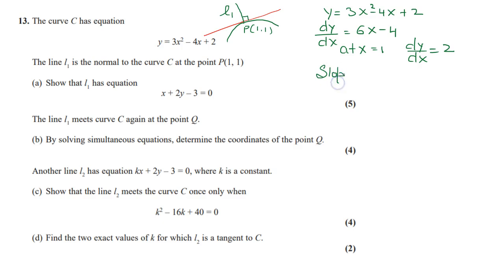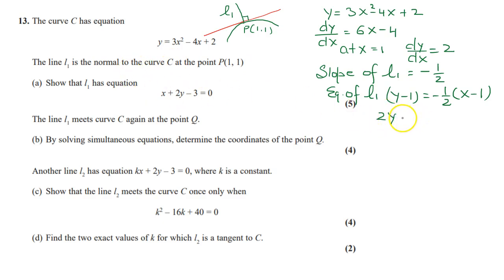So the slope of L1, as it is a normal, will be minus 1 over 2. So the slope of this line is minus half and it is passing through (1, 1). So the equation of L1 will be y minus y1 is equal to minus half (x minus x1). x1 is 1. So this is 2y minus 2. This is minus x, so it is plus x. This is plus 1, so minus 1 is equal to 0. So we have x plus 2y minus 3 is equal to 0.